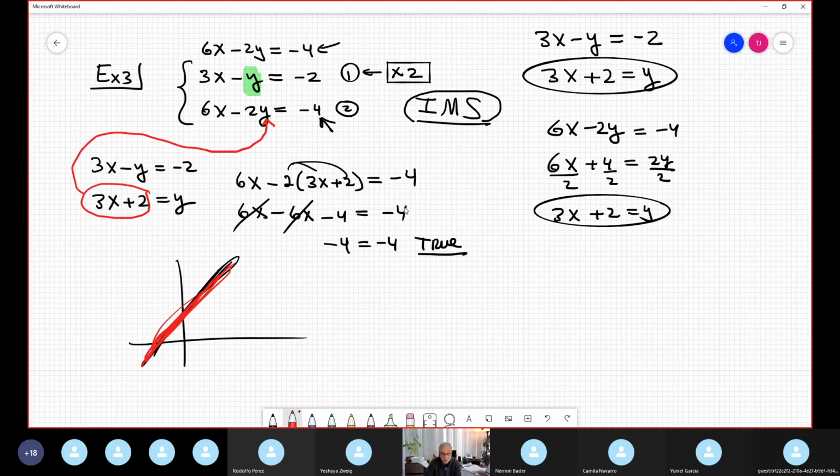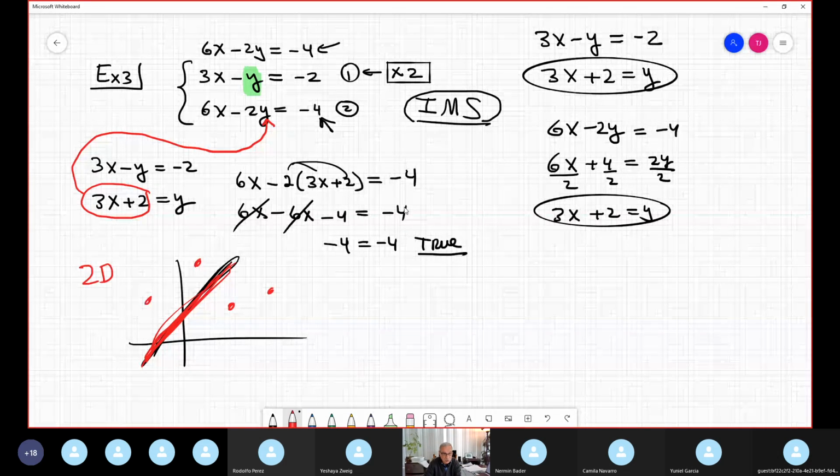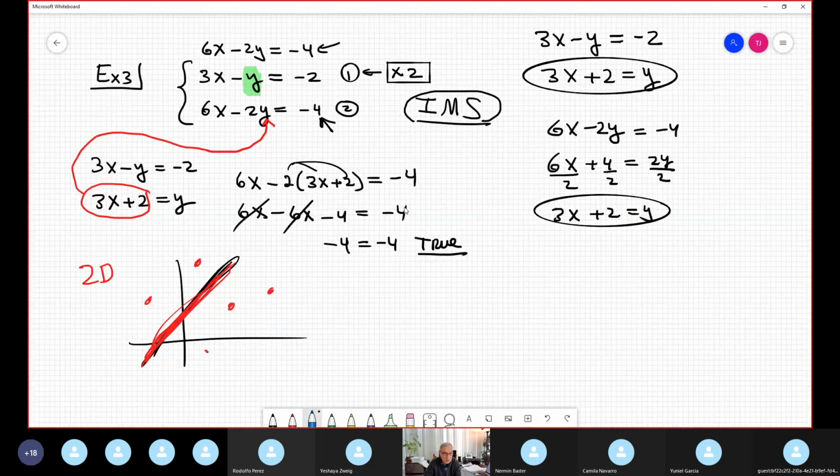No. No. In the first place, because we are working in 2 dimensions, 2D. And this point is no solution. This point is no solution. This point is no solution. This point is no solution. It's only solution, the points on this line. And by the way, it's the same equation.